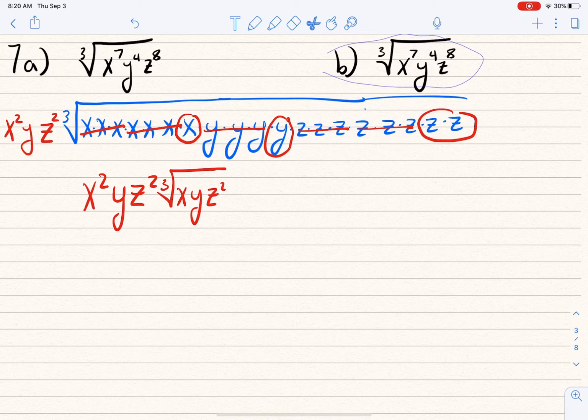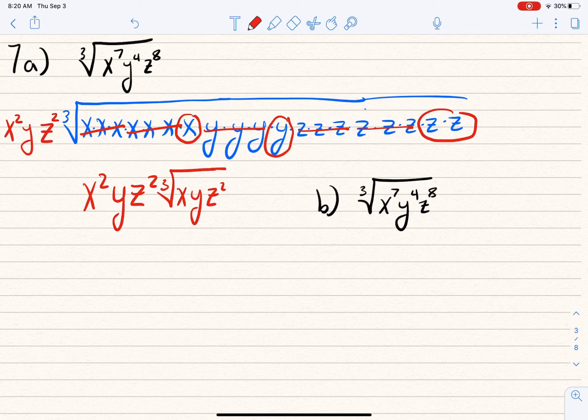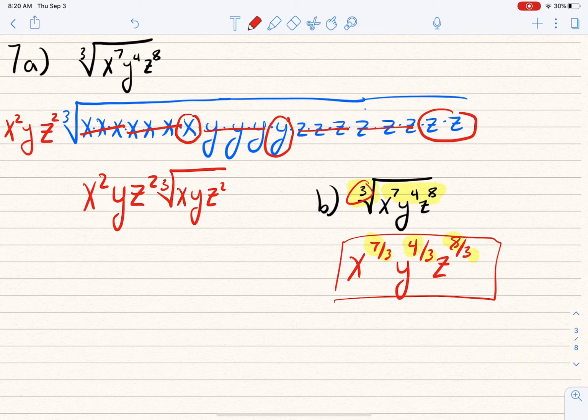So here I'll take this and scoot this down here, and watch how fast this is if I just write it as a rational exponent. I realize that this is going to be my denominator, and so I just go x to the 7/3, y to the 4/3, and z to the 8/3. And if somebody asks, where did you get this 7, 4, and 8? Right here. And where did these 3's come from? Right here. And so clearly, this was definitely the fast way to go.